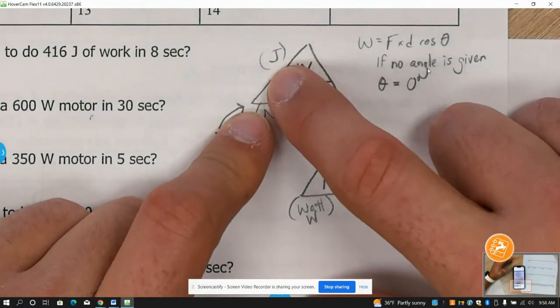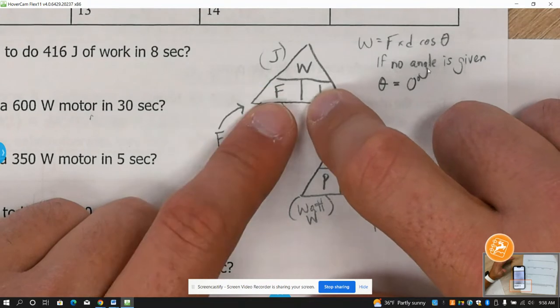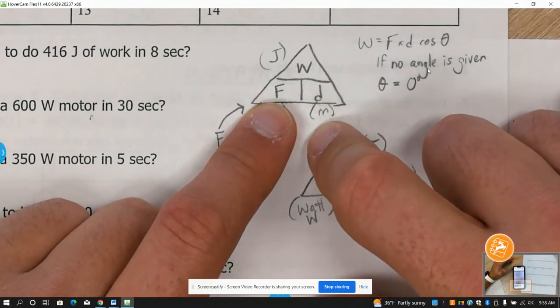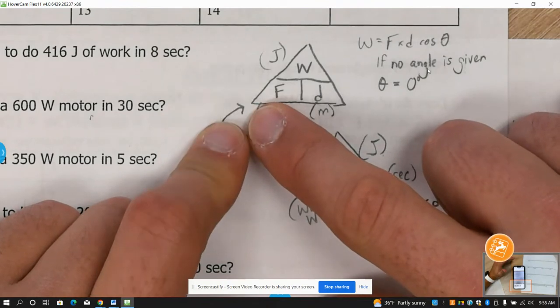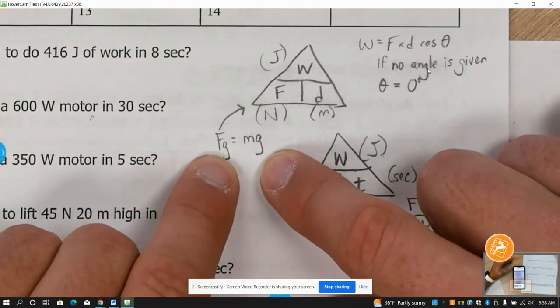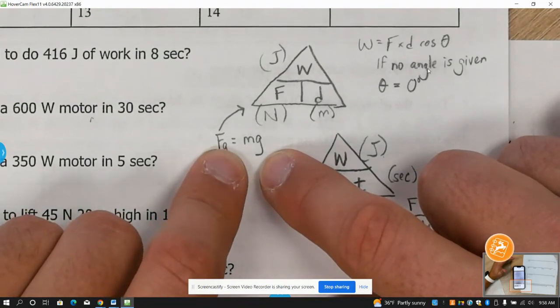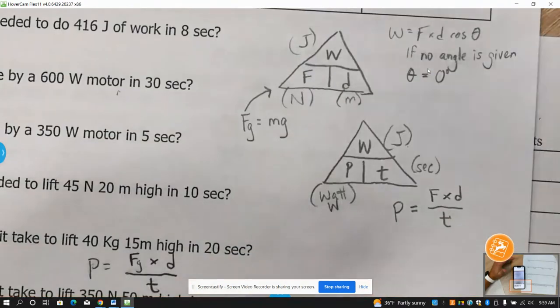Now, the unit for work is the joule. The unit for force is the newton. The unit for your distance or displacement is the meter. And if they give you mass in a problem and ask you for the work done, it's probably going to be that you're lifting an object, in which case the force of gravity on the object, or the weight of the object, mass times gravity, will be your force.